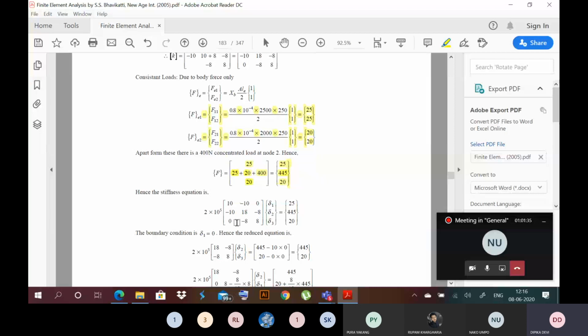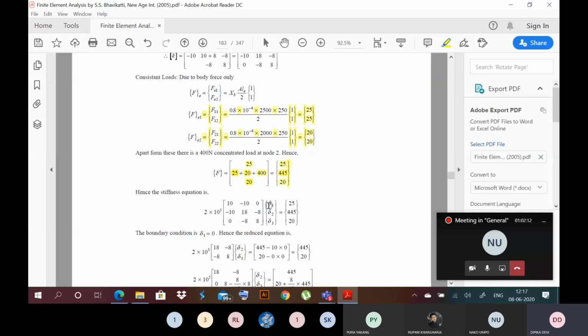Then the global stiffness equation will be K into U is equal to F, where K is the global stiffness matrix and U is the global displacement vector. We use U1, U2, U3. Here they have used delta 1, delta 2, delta 3, but I use U1, U2, U3, equal to your global force vector. So in place of 25, you should write 25 plus R1 because there will be a reaction at node 1. And you have to apply the boundary condition. So what are the boundary conditions?